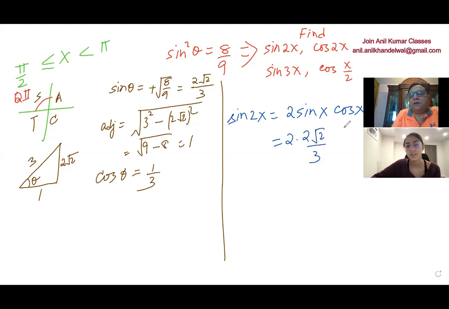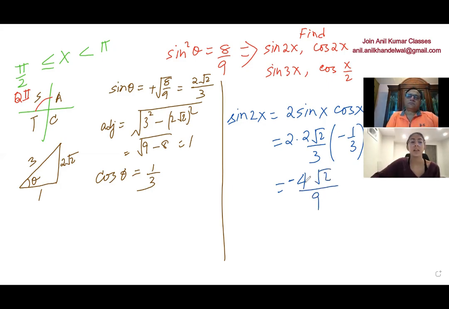But remember, cosine will be negative. So it'd be negative 1 over 3. That is a precaution you have to take. So you get 4, but with a negative sign, square root of 2. We can also figure out that cosine will be negative just by looking at our restriction, because we're in quadrant 2, so cosine would just be negative.